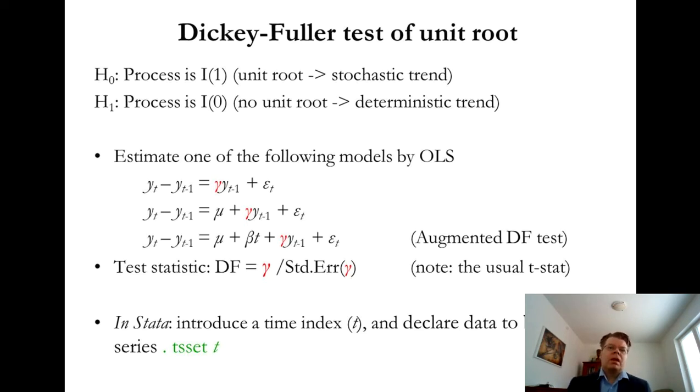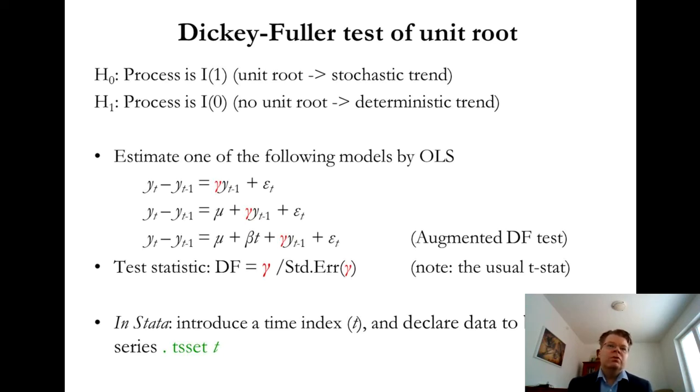So, as I mentioned, there are many variants of this Dickey-Fuller test. I have here indicated three. In the first case, we just have gamma times y_{t-1}. So we just have a regression with a single explanatory variable, y_{t-1}, and no constant term. If we do include a constant term, then this intercept term would be the estimate of mu there. So that's the drift parameter.